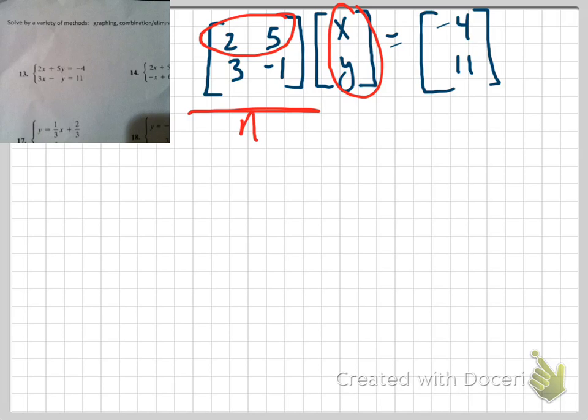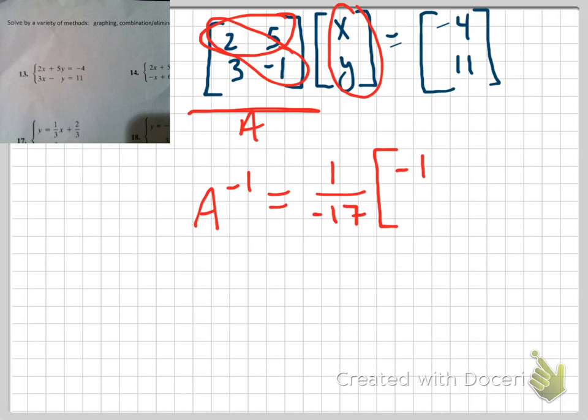So first of all, let's call this matrix A, and let's find what matrix A inverse looks like. And there's a rule for that. You take 1 over the discriminant, which is 2 times -1 minus 3 times 5. So it's -2 minus 15, which is -17. That's your discriminant. And then you take these inside things and you flip the first and the fourth and you change the signs of the two other ones. That's my inverse matrix.